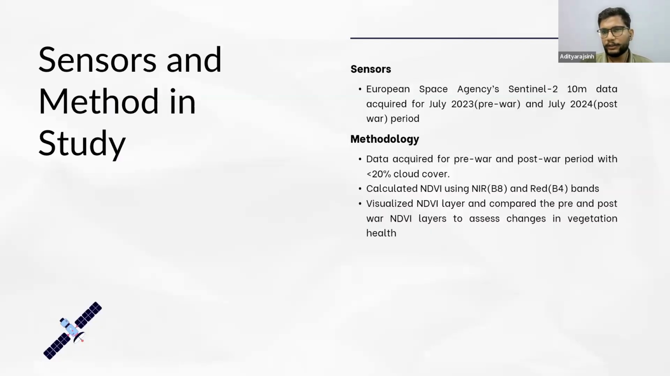But in this study, I used the Sentinel-2 dataset and the pre- and post-war imagery, that is July 2023 and July 2024. The war started around October 2023. The methodology that I followed was: I acquired the images, did cloud masking, and then calculated the NDVI. I chose the NDVI because it is a very standard vegetation index, which literally gives us the health of the vegetation over the land. I used this NDVI, visualized it, and compared the pre- and post-war imagery.